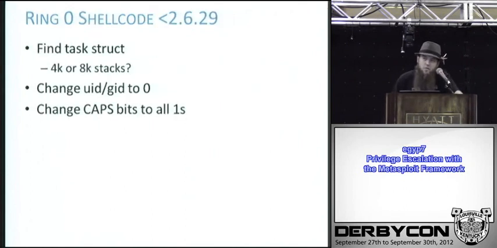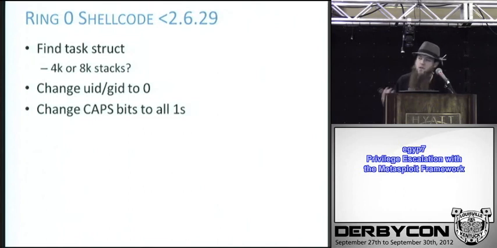So ring 0 shellcode is fairly well documented now that several people have put a whole lot of effort into creating reliable ring 0 shellcode for Linux. The most public is Spender's Enlightenment framework. It has a big chunk of ring 0 shellcode that can save you a lot of time by abstracting out the problems with ring 0. So before 2.6.29 was released, creds were stored in the task struct.